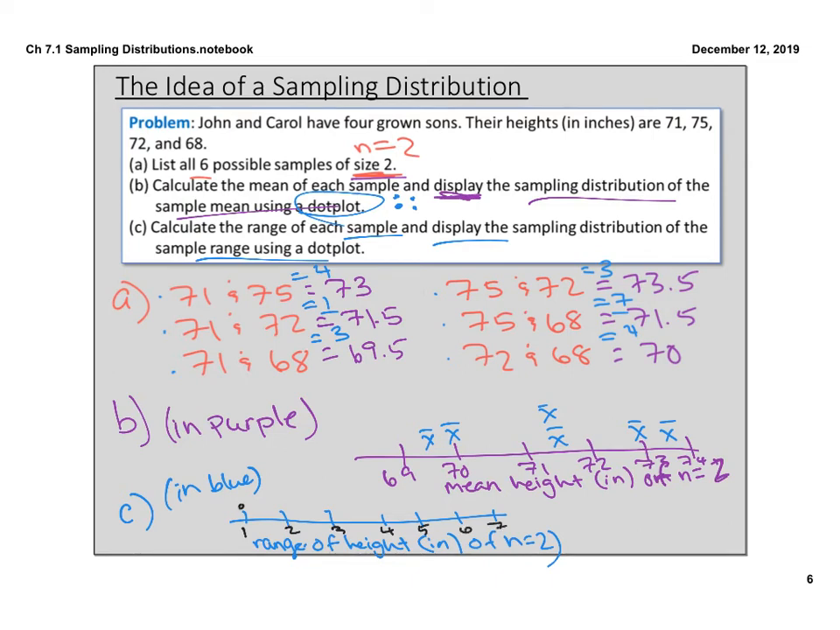So I have a dot at 1. I have a dot at 4. I have a dot at 3. I have another dot at 3. I have a dot at 7, and I have another dot at 4. That's my range of the data for the entire sampling distribution.